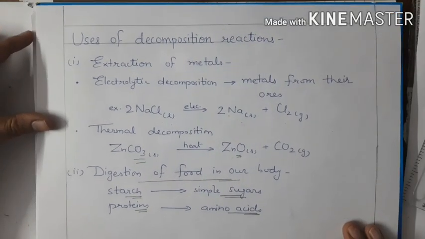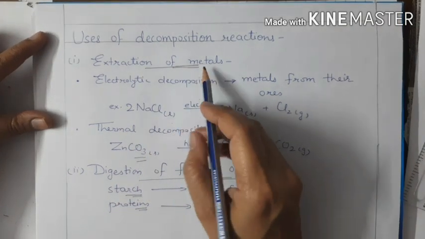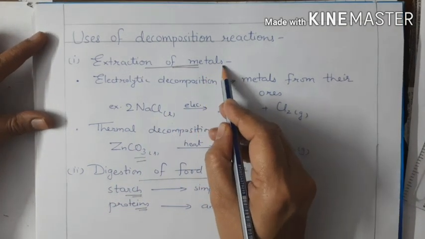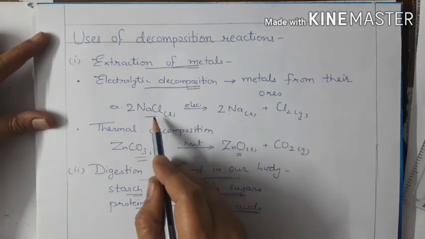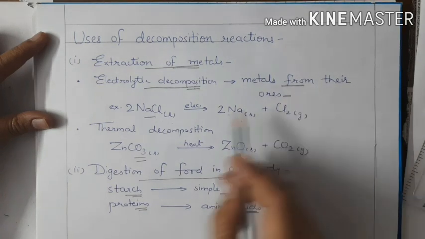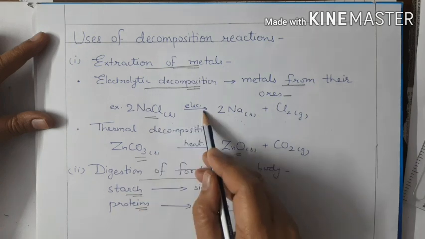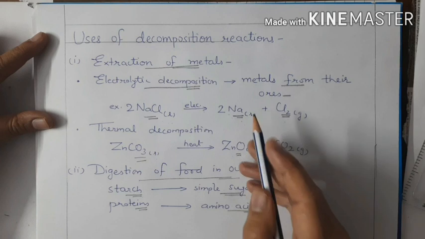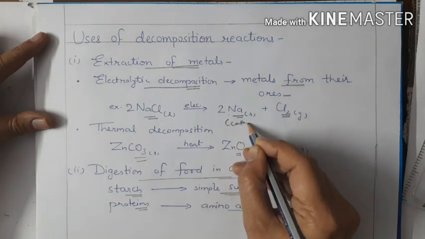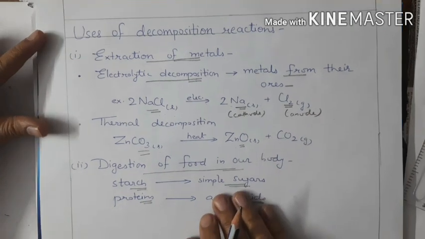Moving on to the next one, that is some uses of decomposition reaction. We use it in the extraction of metals, that means to obtain the metals from their ore. For example, we carry out the process of electrolytic decomposition for obtaining metals from their ore, such as molten sodium chloride. When it is electrolyzed, it gives us sodium metal and chlorine gas. Sodium metal is obtained at cathode and chlorine gas is obtained at anode.